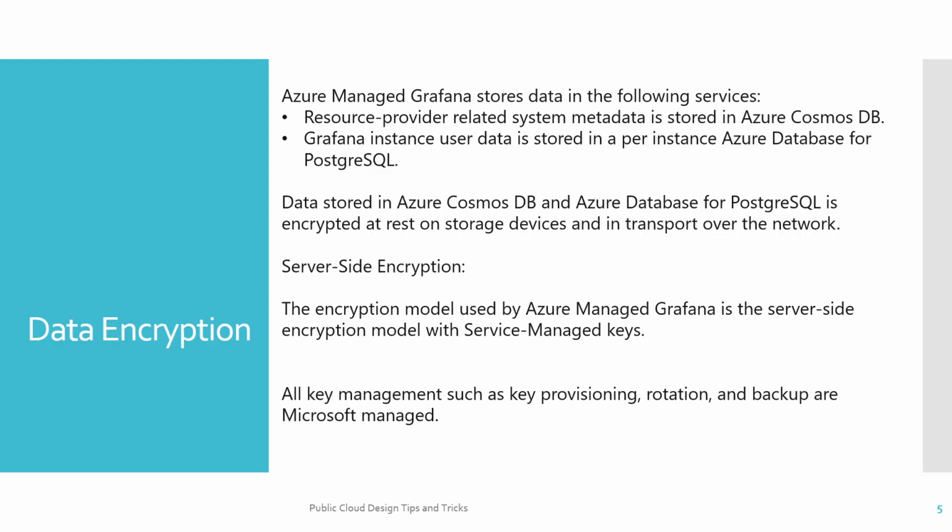Now, data stored in both Cosmos DB and PostgreSQL is encrypted at rest on the storage device and in transport over the network. So both the data at rest and at the communication level gets encrypted. Now, what is server-side encryption here? The encryption model used by managed Grafana is the server-side encryption model with a service managed key. And all key management such as key provisioning, rotation, and backups, the lifecycle management, is all Microsoft managed in the managed Grafana architecture.